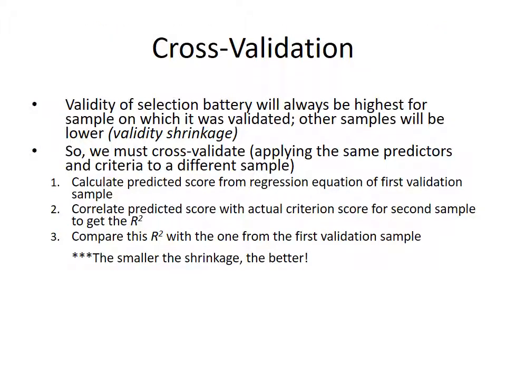Now, it should be noted whenever we do a validation study in this manner, so whenever we're doing actual predictive validity, we do need to notice the fact of what we call validity shrinkage or cross-validation. Generally what we find is the validity of a selection battery will always be highest for the sample on which it was validated. Other samples will tend to be lower.